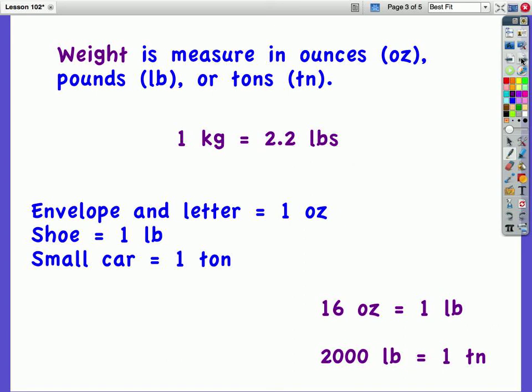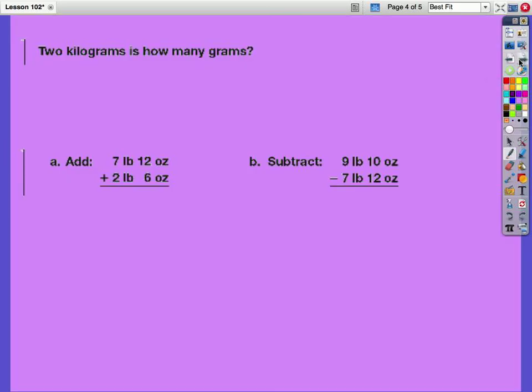Some weights to keep in mind: an envelope or letter is about 1 ounce, a shoe is about a pound, and a small car is about a ton. We have 16 ounces equals a pound, and 2,000 pounds equals 1 ton. So some conversions for you to remember.